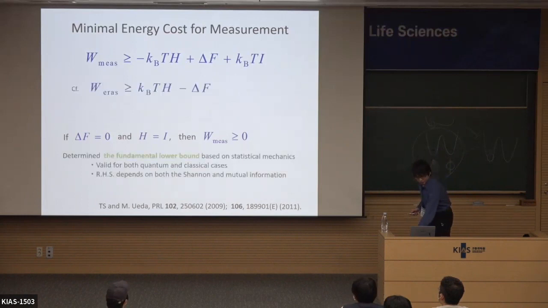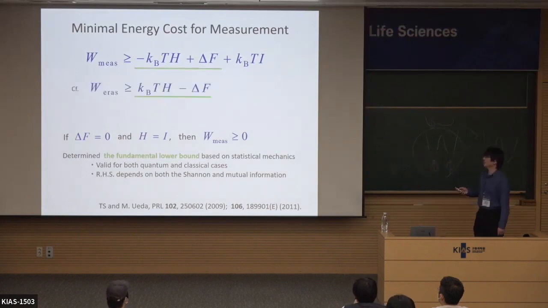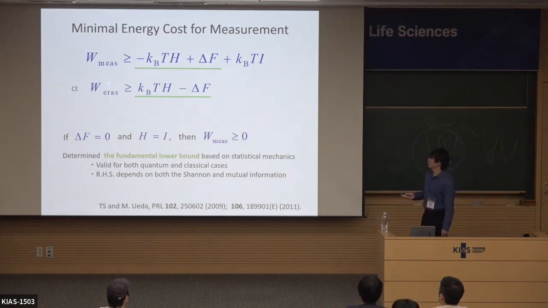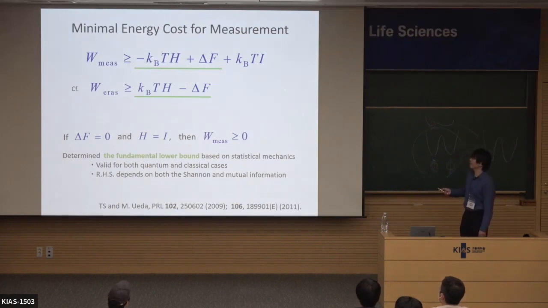Yeah, and also it is interesting to compare this measurement cost with the erasure cost. In the case of the erasure cost, we have plus kT ln 2 minus delta F. On the other hand, in the case of the measurement cost, we have minus kT ln 2 plus delta F. So we have opposite signs here. And in addition, we have the additional kT times mutual information term only for the measurement process.